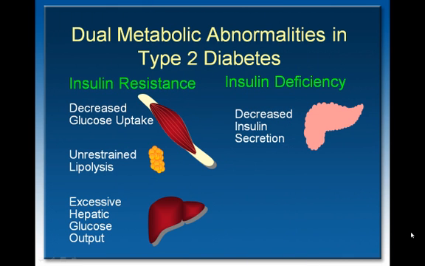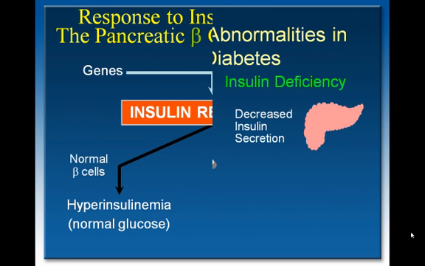Today's topic is diabetes, and the definition is mainly a fasting glucose greater than 126 or a random glucose greater than 200 on two separate occasions. Patients with diabetes generally have some sort of insulin resistance, where they have decreased glucose uptake or lipolysis going on, or there is excessive hepatic glucose output. Other patients may also have decreased insulin secretion.